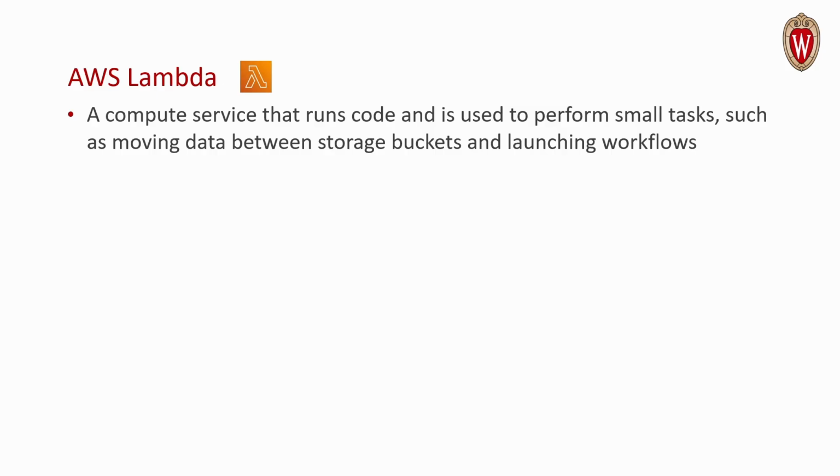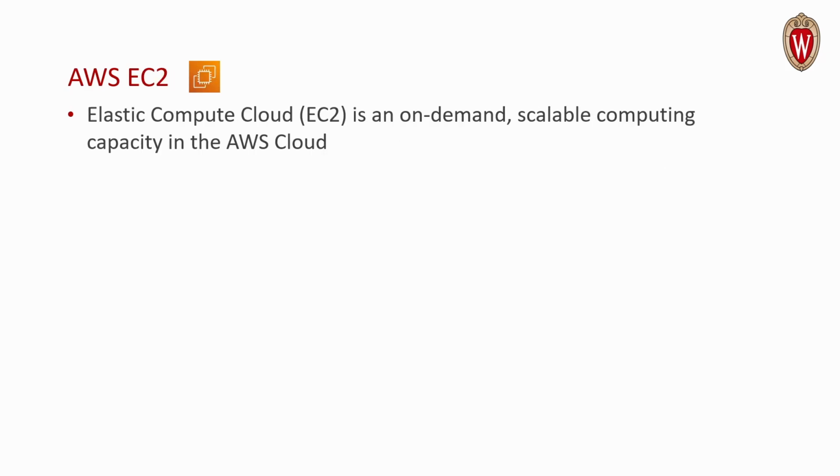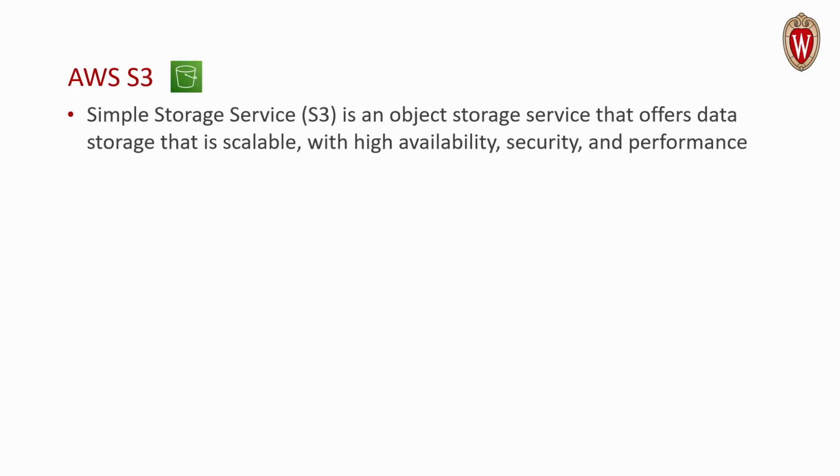AWS Lambda is a compute service that runs code and is used to perform small tasks such as moving data between storage buckets and launching workflows. AWS Batch is the computing service that supports workloads of any scale. It automatically provisions computing resources and optimizes the workflow distribution based on the quantity and scale of the workloads associated with the workflow. AWS EC2, which stands for Elastic Compute Cloud, is an on-demand scalable computing capacity in the AWS Cloud. S3, which stands for Simple Storage Service, is an object storage service that offers data storage that is scalable with high availability, security, and performance.